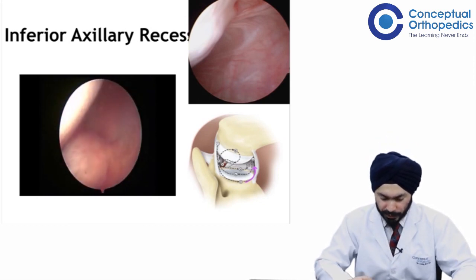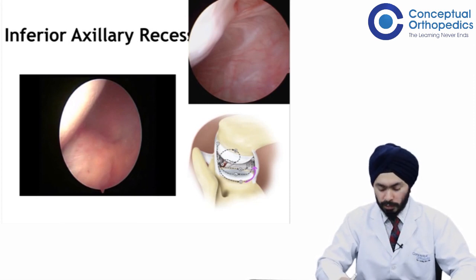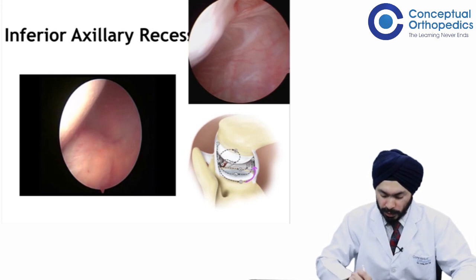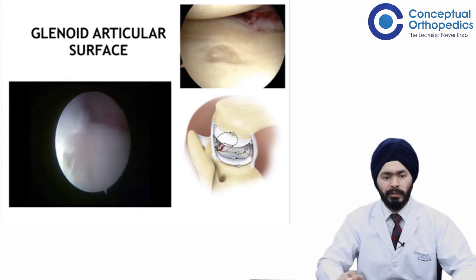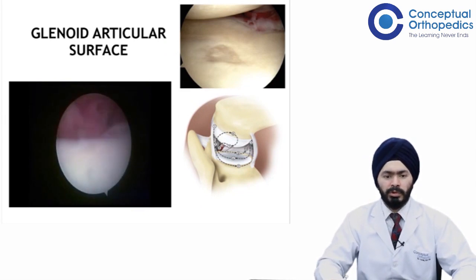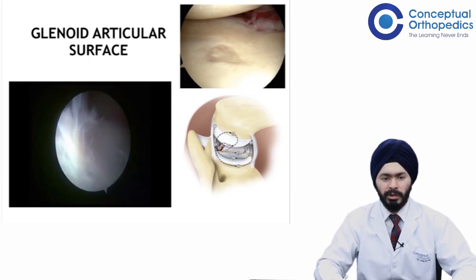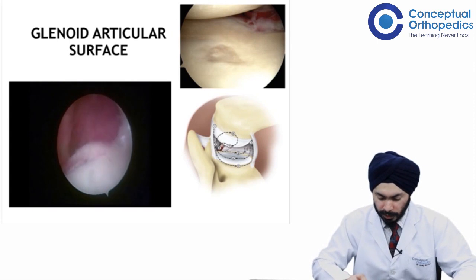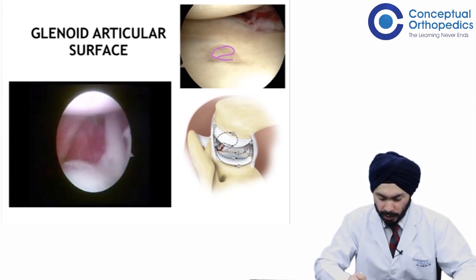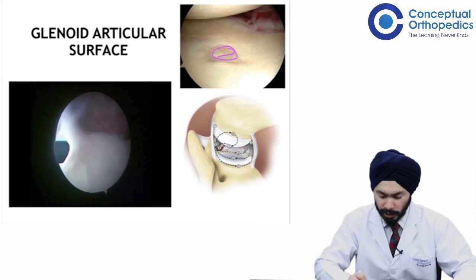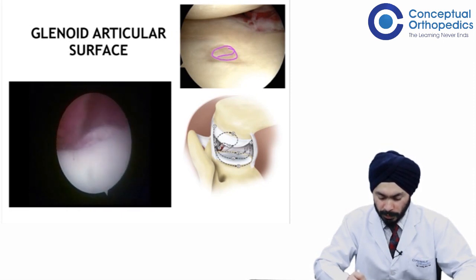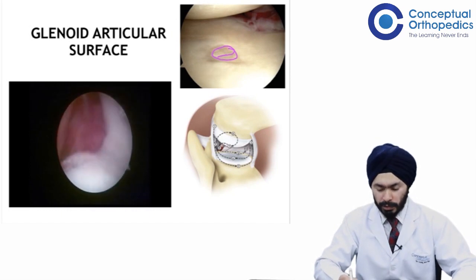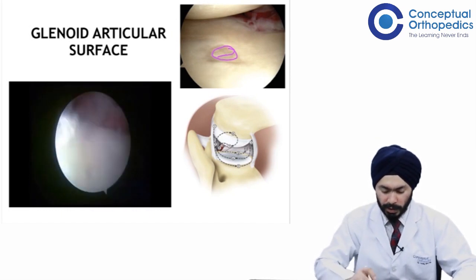After the inferior axillary recess, you move on to the next structure, going back to the glenoid, looking at the glenoid articular surface. The glenoid articular surface would be a smooth structure, glistening white. In case of some instability, you may find some cartilage defects on the articular surface. After examining the glenoid articular surface, this is what I've marked as the soft spot or the center of your glenoid, which you can see as a thinned cartilage.